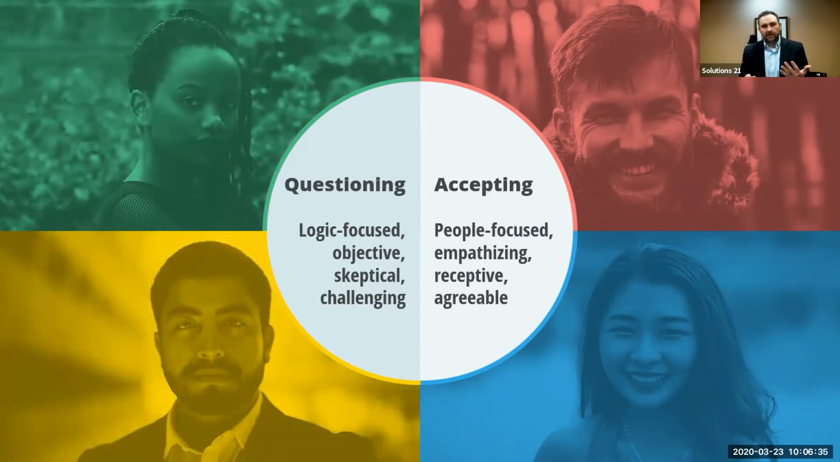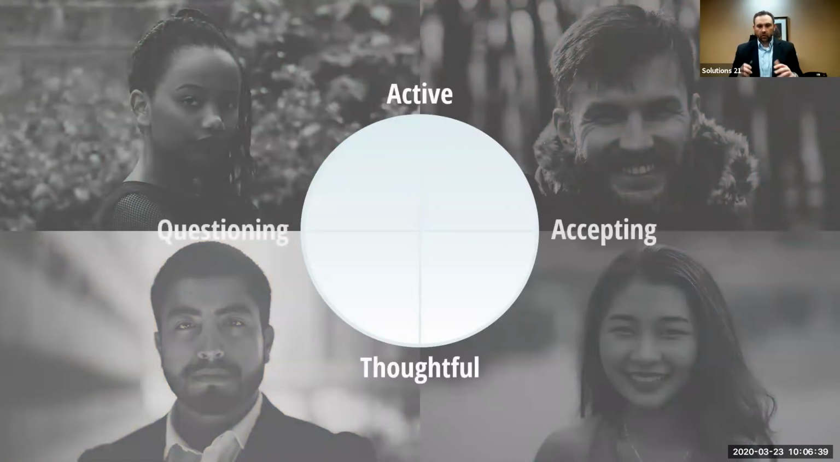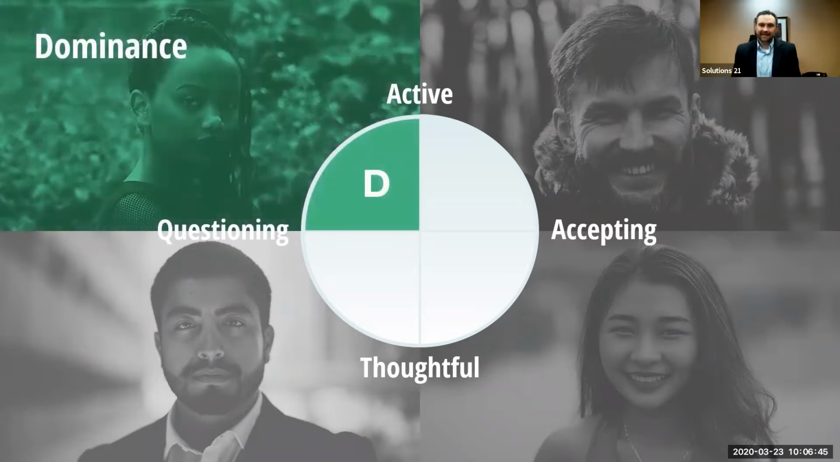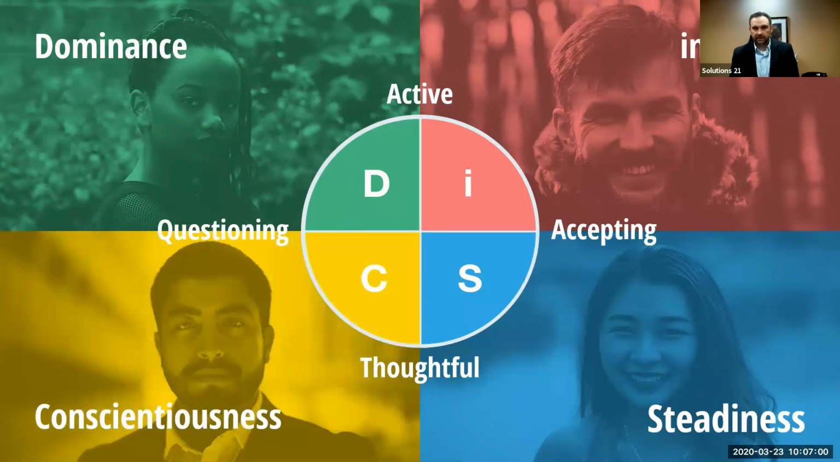So if we cut the circle in both directions and we take those core words, if we look at folks who are active and questioning, these people are going to be the D style or dominant. Whereas active and accepting, these folks are I or more influence oriented. Accepting and thoughtful, more S or the steadiness style. And questioning and thoughtful, C or the conscientiousness style. Hence DISC and where that acronym comes from.